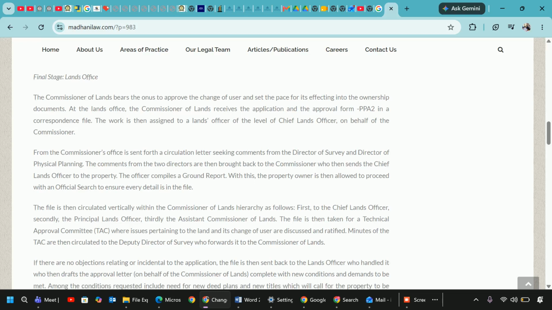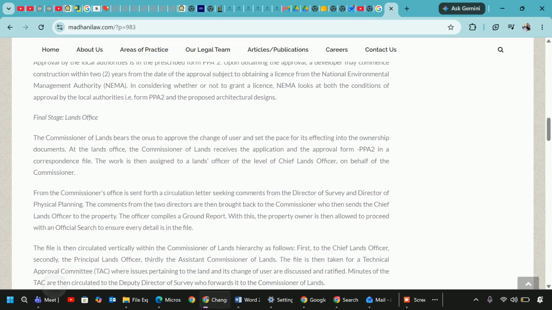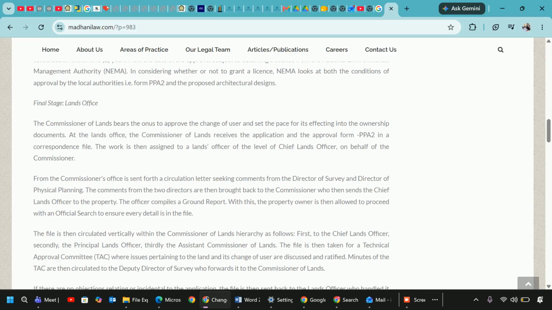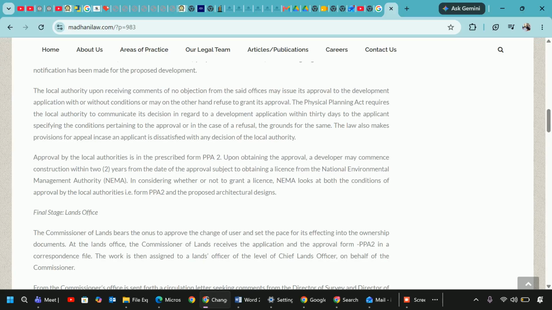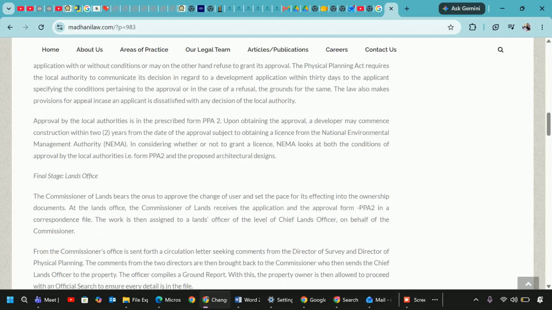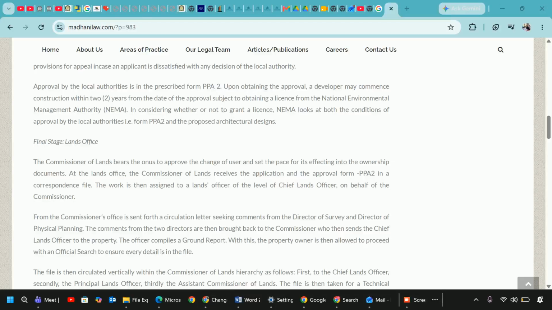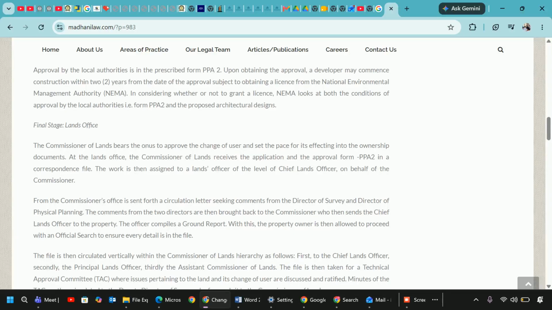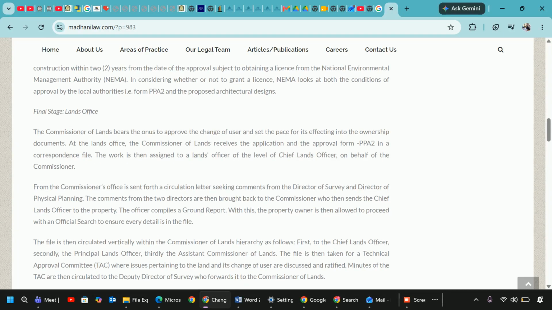So we can say, after we have been given this application from NEMA, we went to the Commission of Lands. The Commission of Lands decided to seek comments from the Director of Survey and Director of Physical Planning. Remember, the first director was known as Director of Physical Planning, but in this situation we are involving Director of Survey and Director of Physical Planning. So the two directors will give their comments to the Commissioner of Lands.